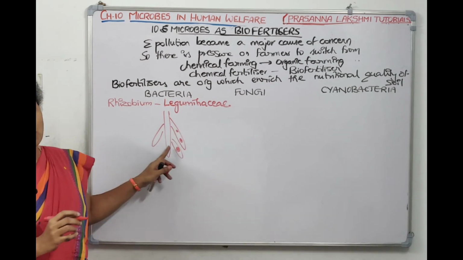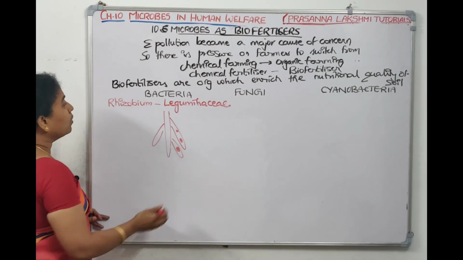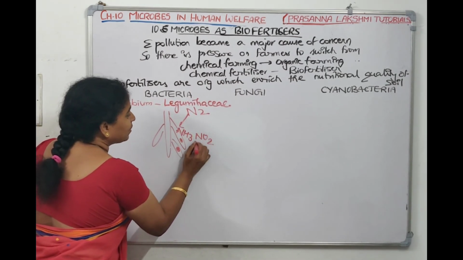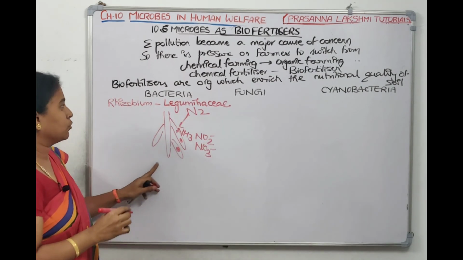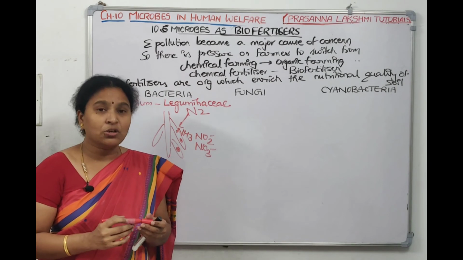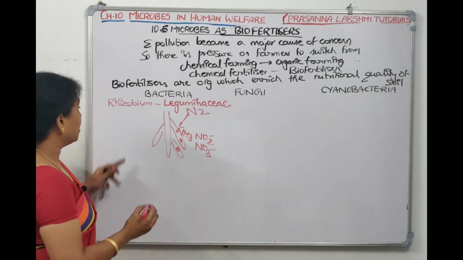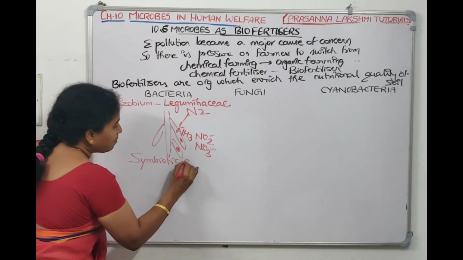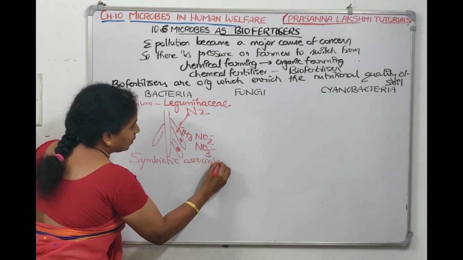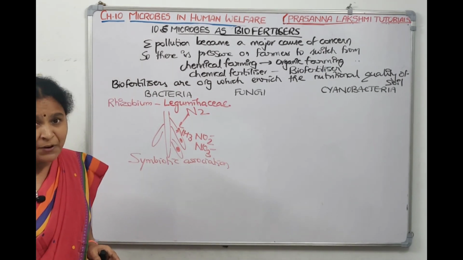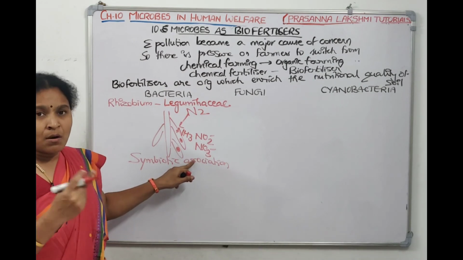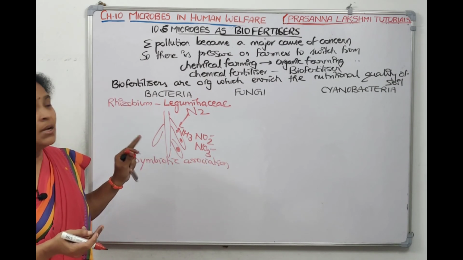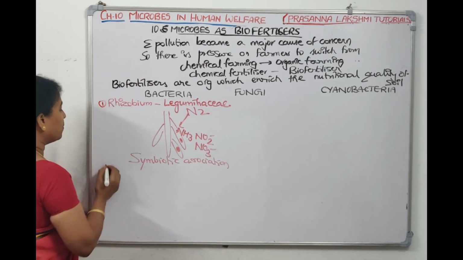A bacteria called Rhizobium will be there in the root nodules of the leguminaceae plants, and what it will do, it will convert the atmospheric nitrogen into ammonia, nitrate and nitrite and give it to the plant. So what is this association called? This is called symbiotic association. Rhizobium is doing nitrogen fixation by symbiotic association. Both are getting benefited. What is the benefit the plant is getting? Plant is getting nitrogen. What is the benefit the bacteria is getting? Bacteria is getting shelter and food from the plant. So under symbiotic, Rhizobium is an example.